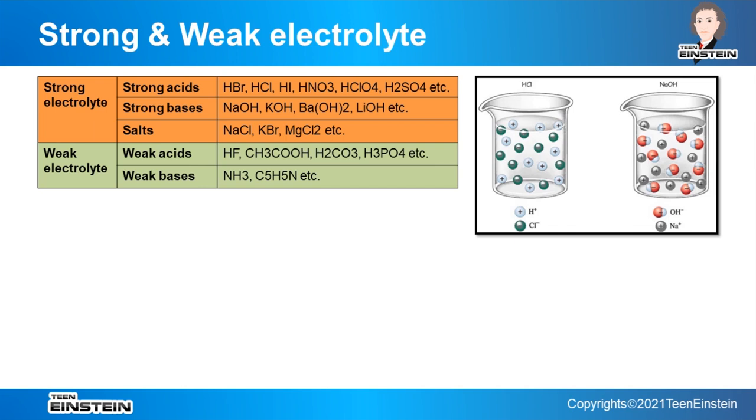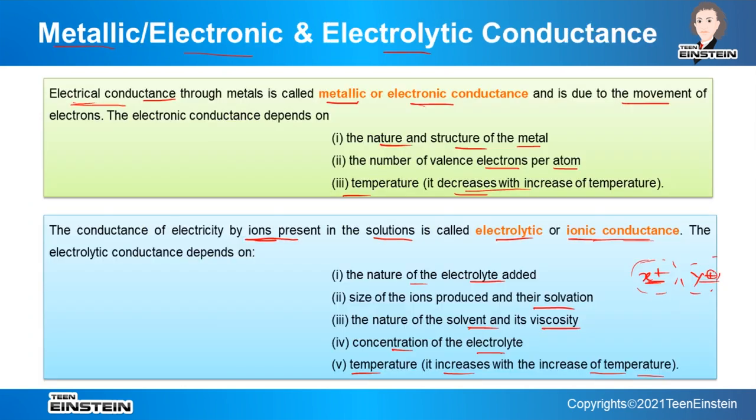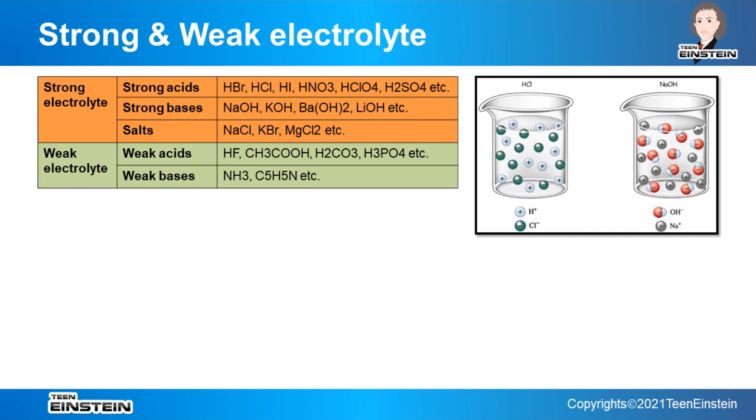Now, as we have said in the second box, electrolytic conductance is dependent on the nature of the electrolyte added. Nature of electrolyte means there may be two types of electrolyte, strong electrolyte and weak electrolyte. Here we have some examples of both of these types.